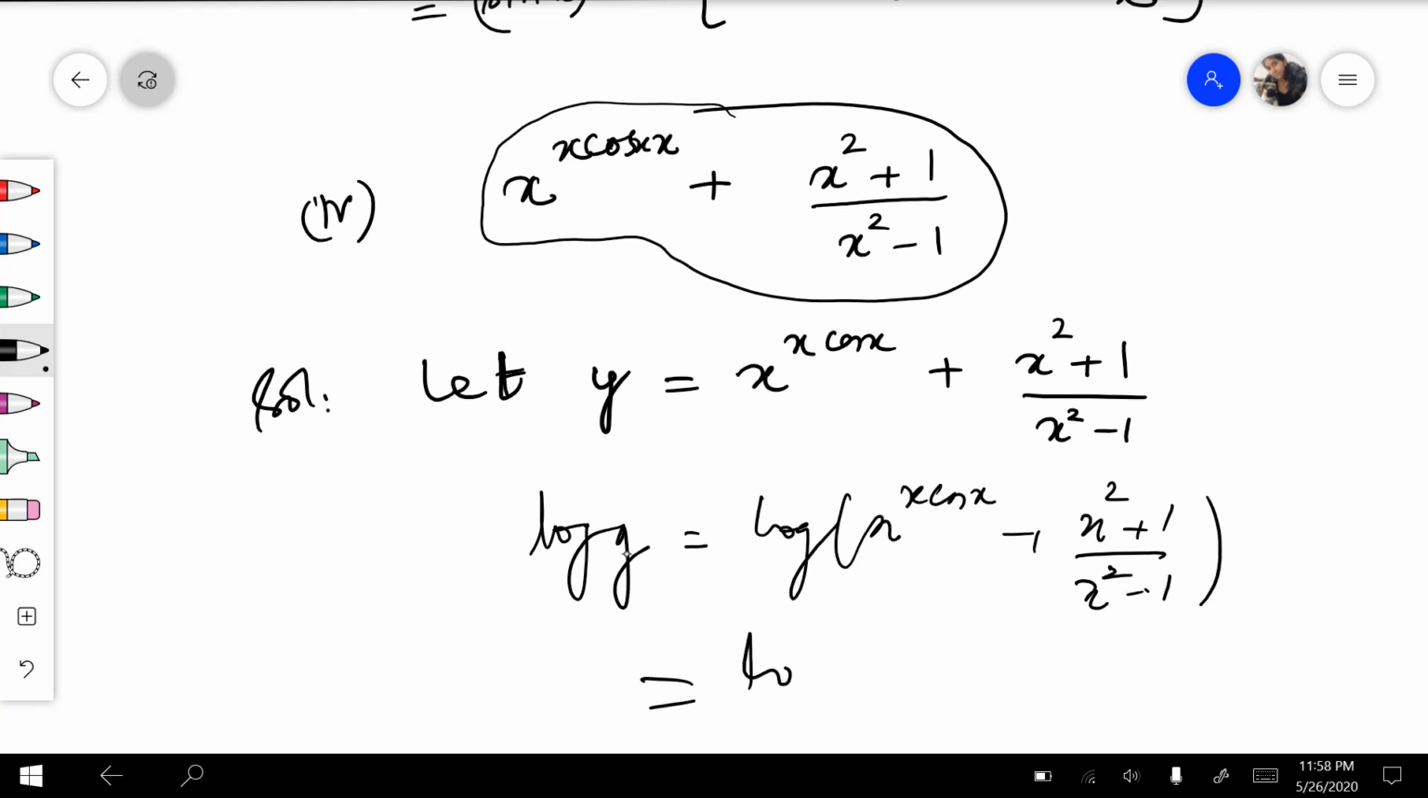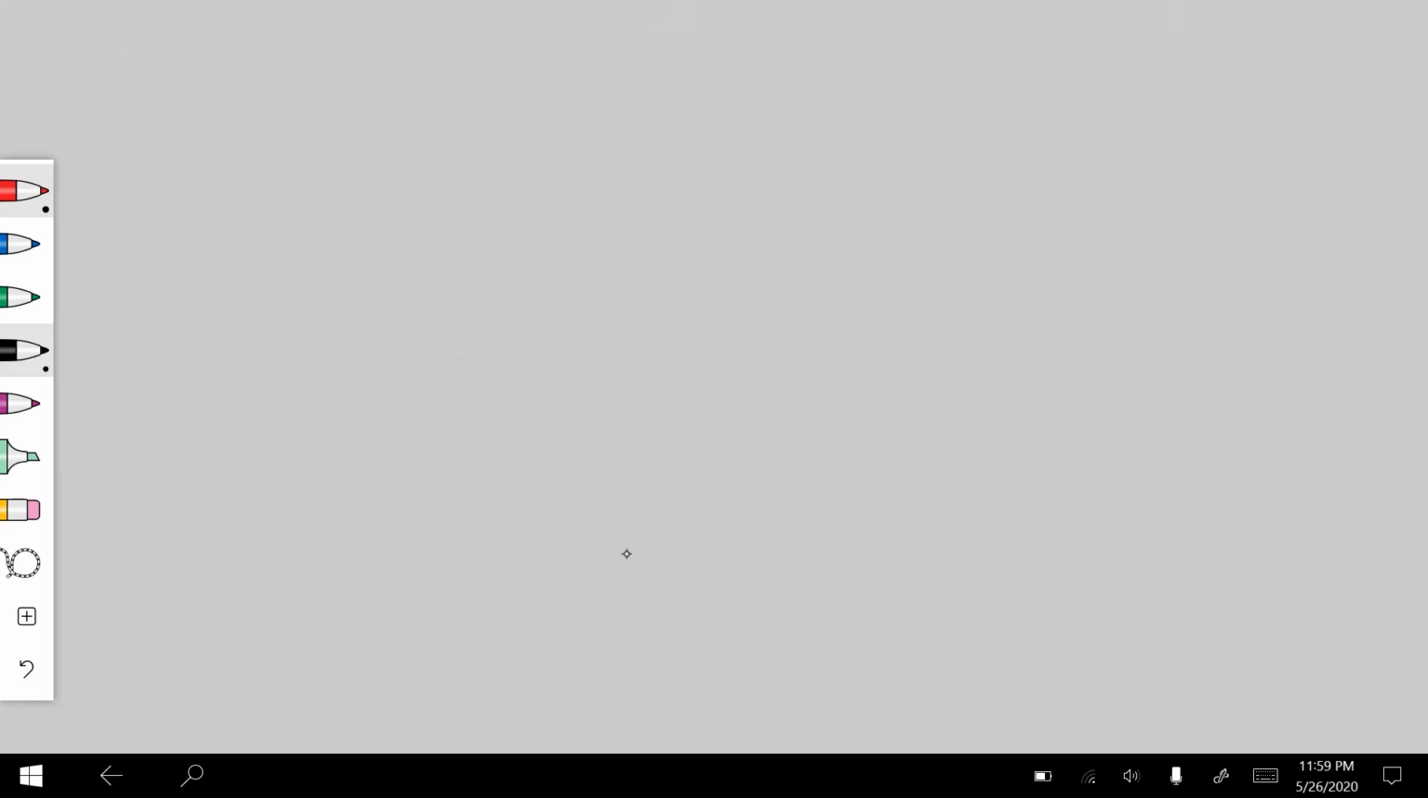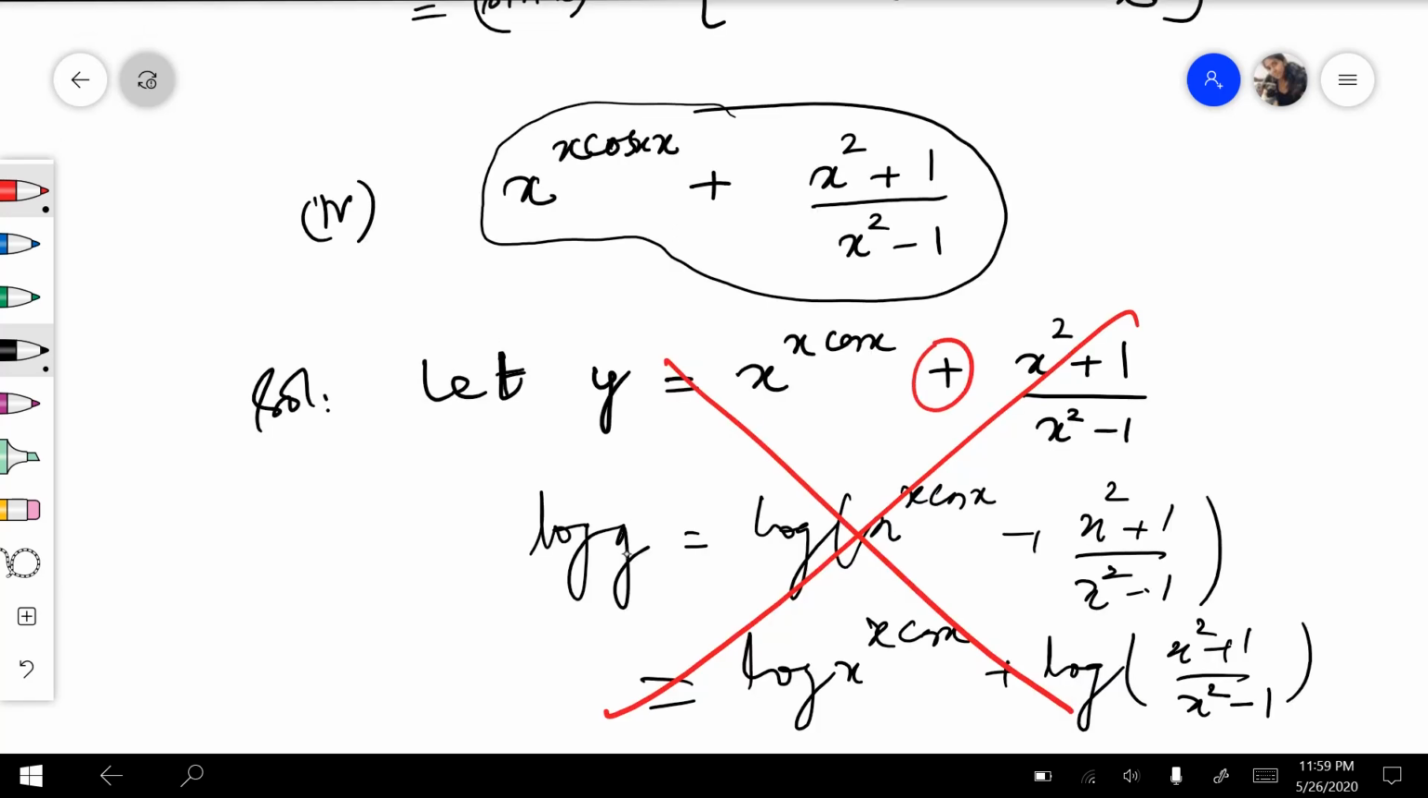If you are writing this equals to x raised to power x cos of x plus log of x square plus 1 upon x square minus 1, this is cross. So you're not going to get any marks for this solution. So don't apply log directly whenever a plus or minus sign is between the two functions.